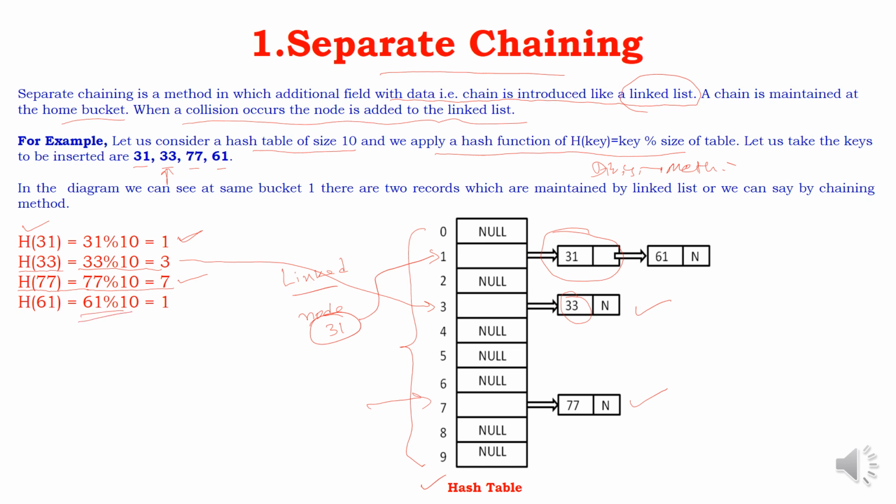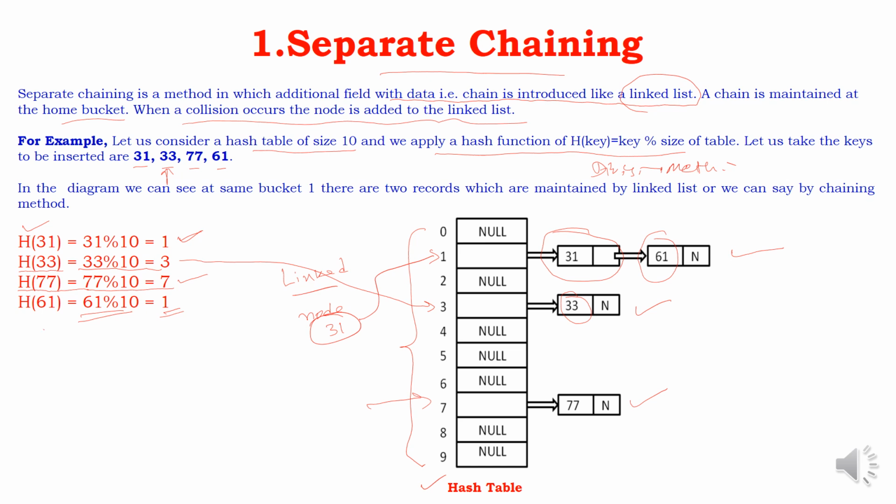So 61 percentage 10, the hash function generates 1, where 1 is already having one node. Here there is no limit in adding nodes. So create a node with information 61, add it to 31 so that this particular location is having two nodes. So bucket 1 is having two values, bucket 3 is having one value, bucket 7 is having one value.